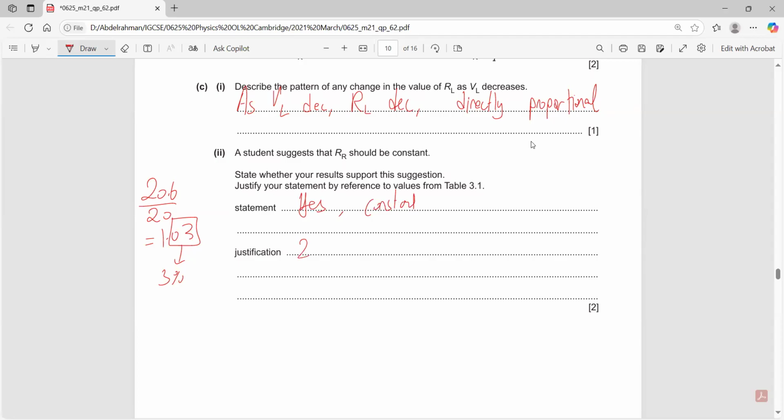We can say we agree they are constant. Why? Because 20.6 and 20 are close. The values are close and they are within the limits, within the limits of experimental accuracy.